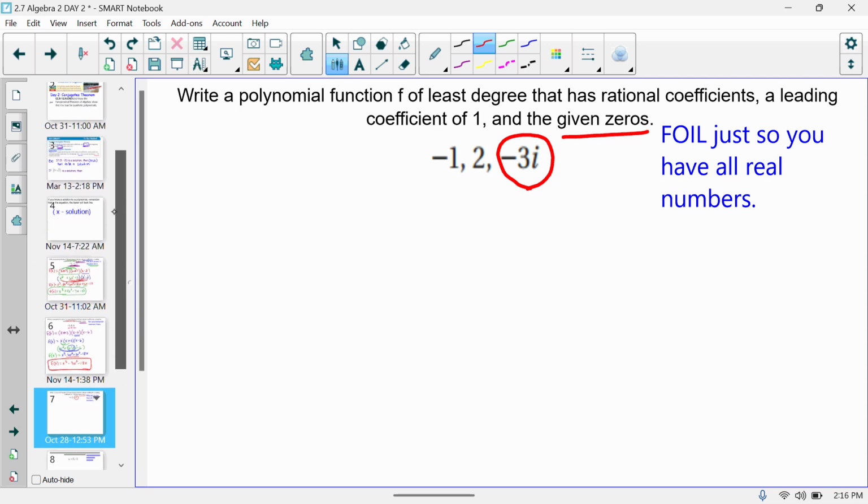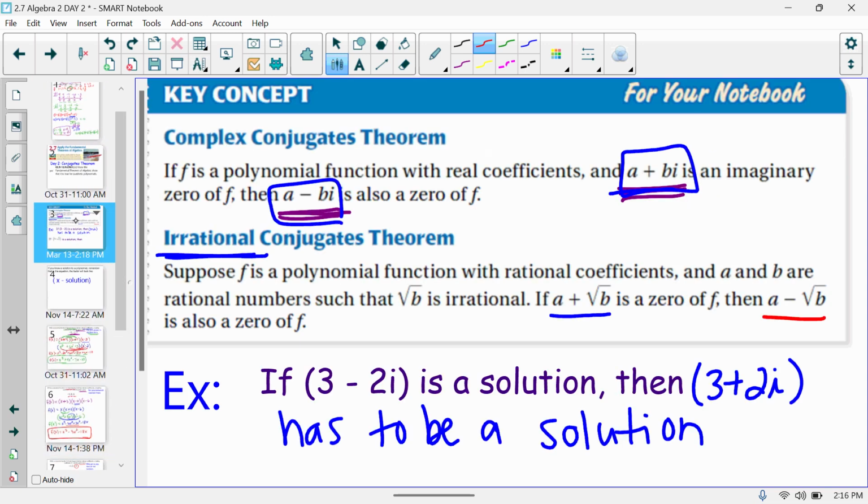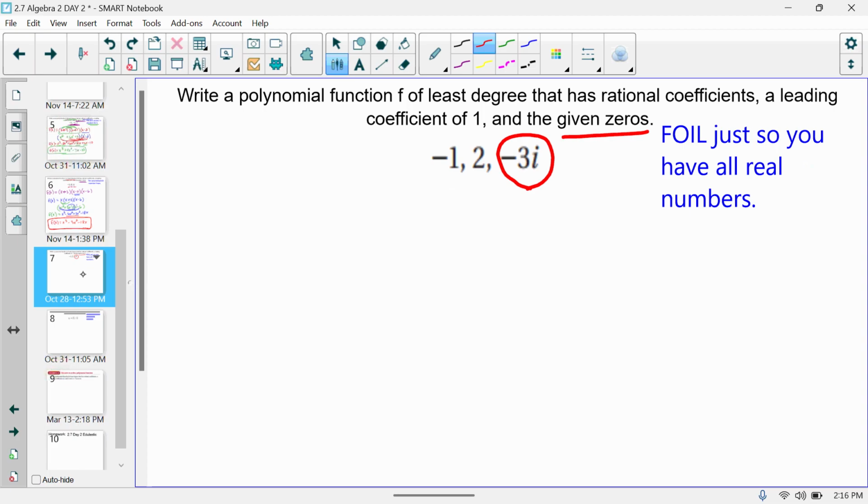So I need to go back to our theorem for a minute. If you have an imaginary solution, its conjugate is automatically going to be a solution. So they don't tell you that in this question because you're supposed to know on your own that if negative 3i is a solution, positive 3i also has to be a solution, always, because of that theorem, okay?